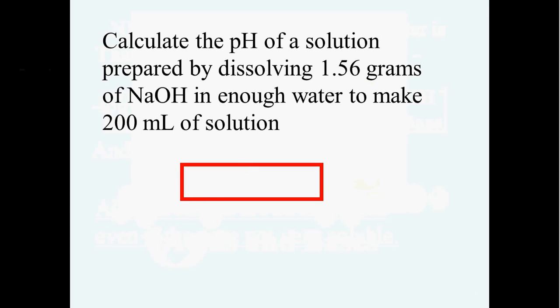Go ahead and calculate the pH of a solution prepared by dissolving 1.56 grams of sodium hydroxide in enough water to make 200 milliliters of solution. So you're going to use the molar mass and the volume to get the molarity and then negative log it. Stop the podcast at this point until you've solved the problem, and then start it and check your answer.